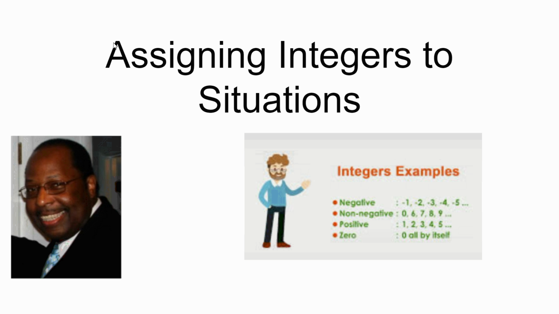This time we're talking about assigning integers to situations. So, integers, remember, they are negative numbers, non-negative numbers, which include zero, and positive numbers that may or may not have a plus sign with them. Positive numbers, I mentioned, and zero all by itself. All right, so those are examples of integers.